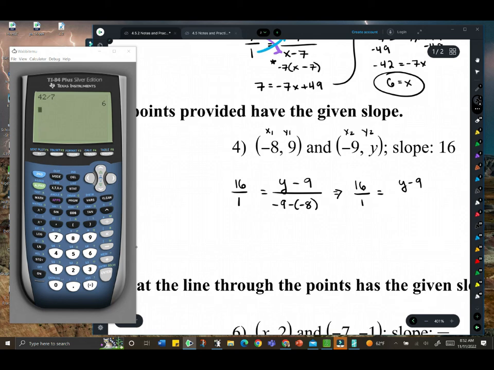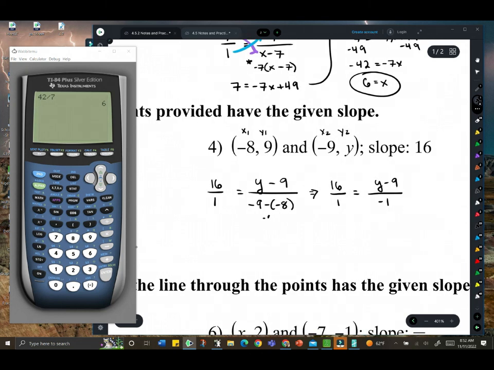I'm going to crisscross applesauce here. Friendly reminder, negative 9 minus negative is positive. So y minus 9 is equal to negative 16. And add the 9 over, and we get y is equal to 7. Okay? Negative 7, my bad. So y equals negative 7.